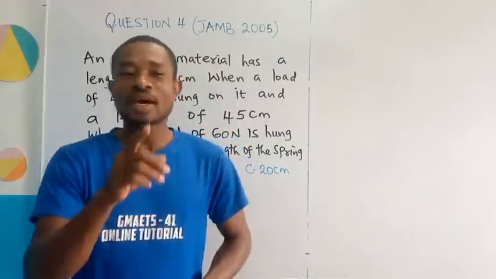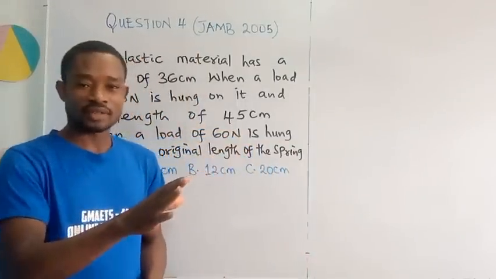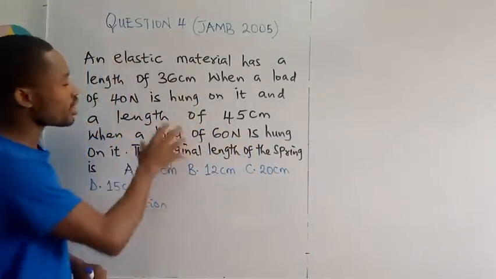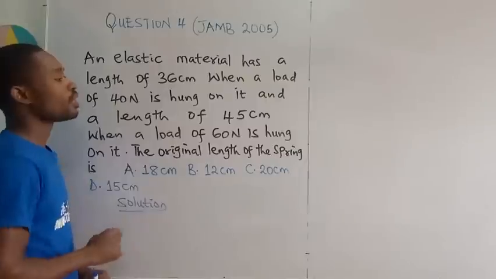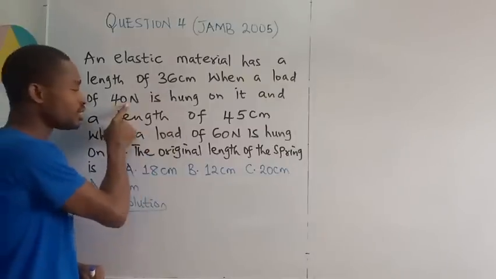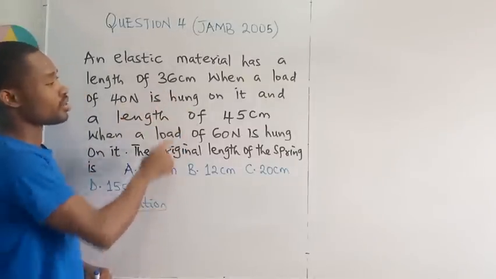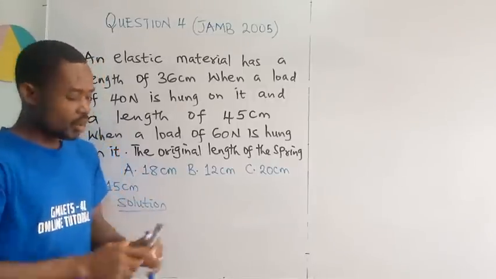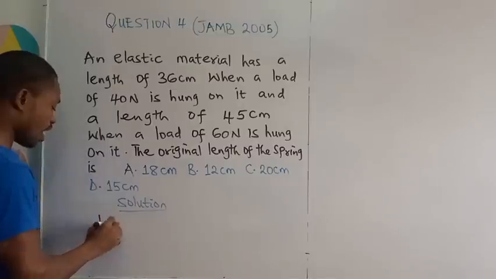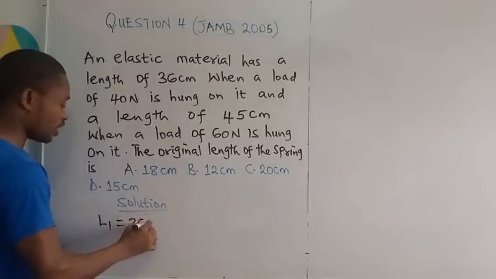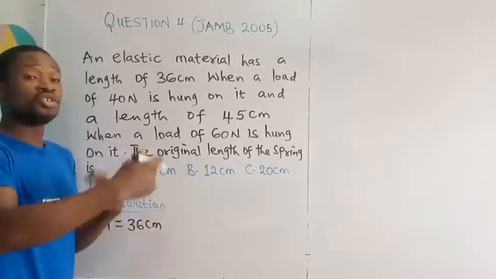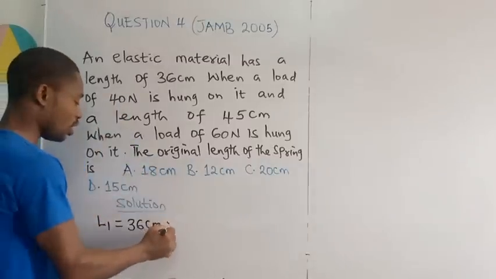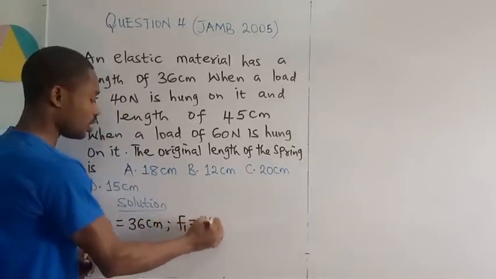Now for this elastic material, we don't know the original length, okay? But what we know, as given from the question, is that when a load of 40 Newton was hung on this elastic material, the length it gave was 36 cm. Now what we're going to do is to give L1 the value of 36 cm, the new length obtained when a load of 40 Newton was hung on it.